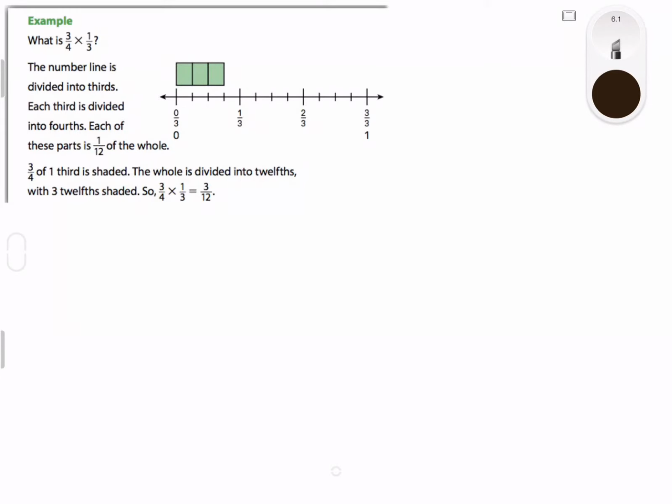Alright, so we're given a number line here, and it asks us to study the example problem showing a model of multiplying a fraction by a fraction. And then we're going to use this model to solve problems 1 through 7.